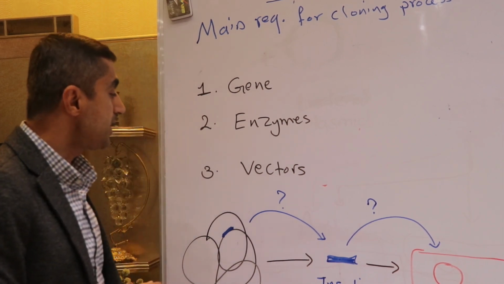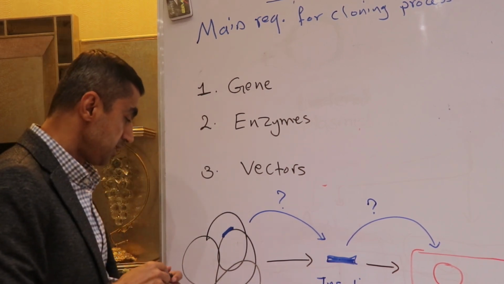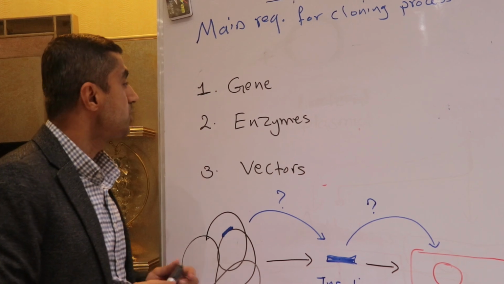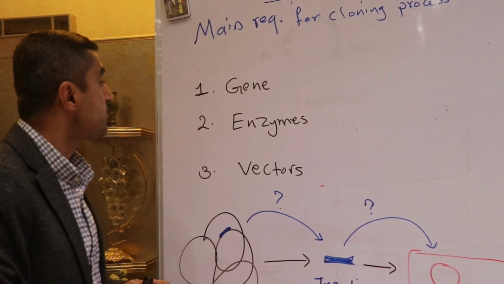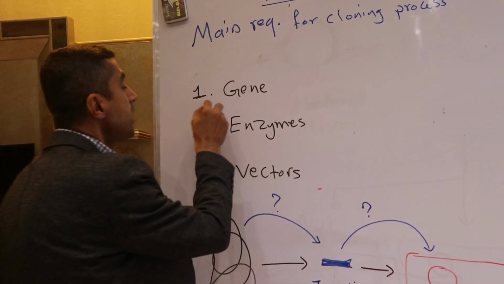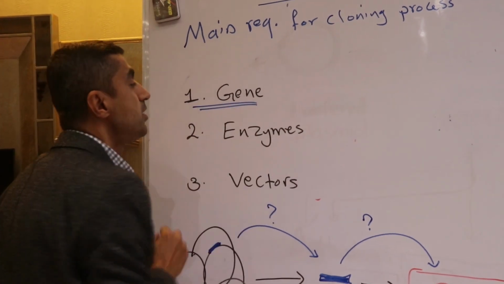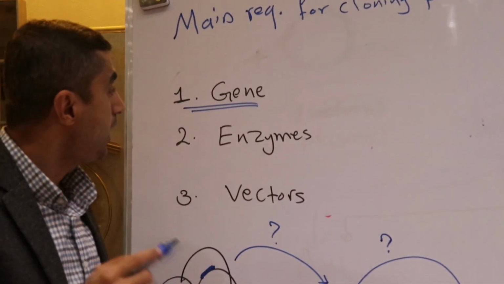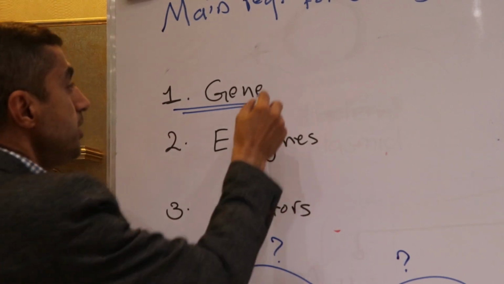Vectors. And the last one is called host cell. Let's see the first one, gene. For the targeted gene, we have to have some information.